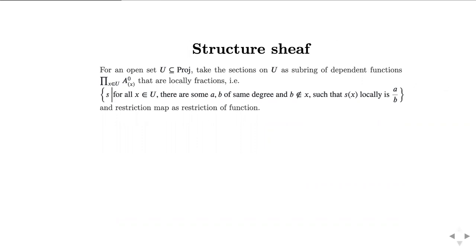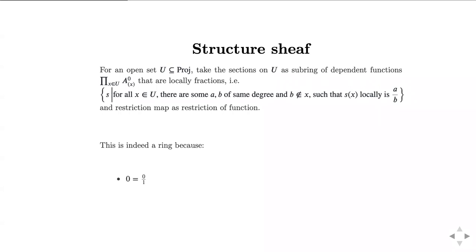Then the structure sheaf we define to be, for every open set U, the sections on U, we take them to be the dependent functions from points in U, we call it X, and we ask the destination to be the homogeneously localized ring. And we also ask, purely for proving the sheaf condition, that the value of this function has to be locally a fraction. This is exactly like the Spec construction. And the restriction map we take to be the usual restriction of functions.